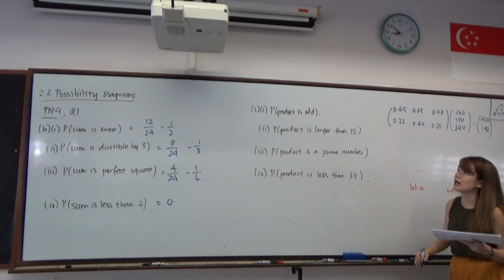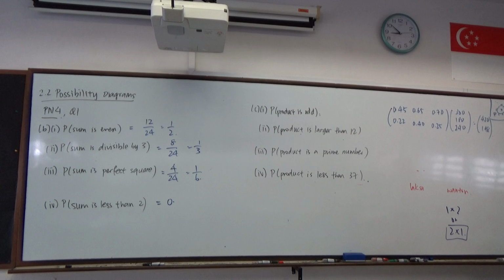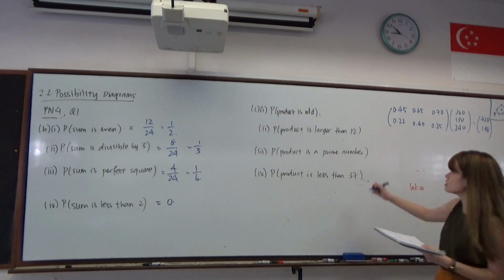Okay, then C part 1, probability that the product is odd. Noel, what's the answer? 6 over 24.